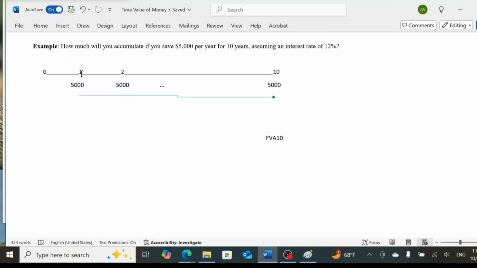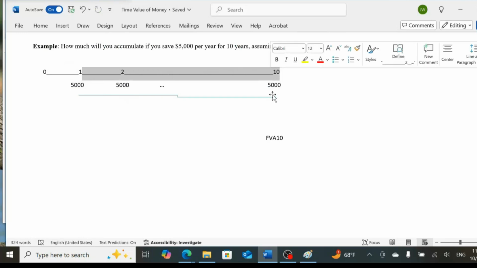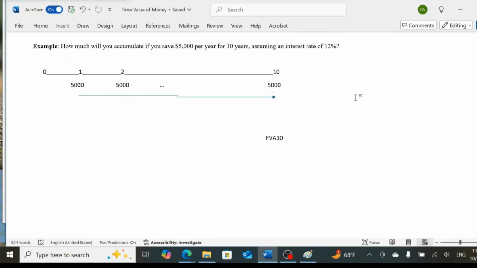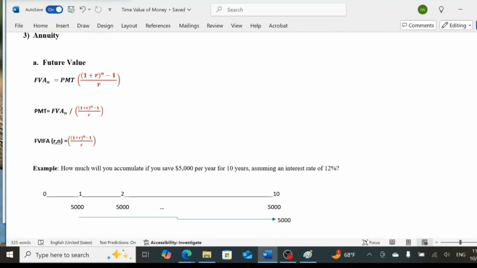If you save $5,000 at the end of the year, until the end of 10 years, that's a 9-year difference, right? So this is future value. 5,000 is our future value single cash flow formula. 5,000 and the interest factor is what? Is 1.12 to the ninth power.